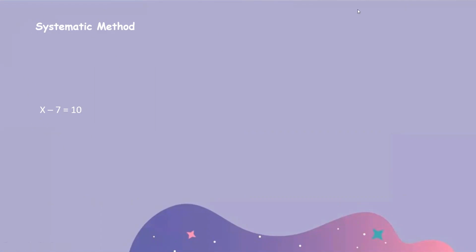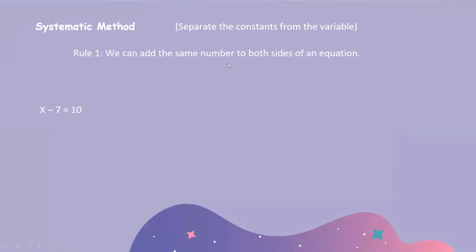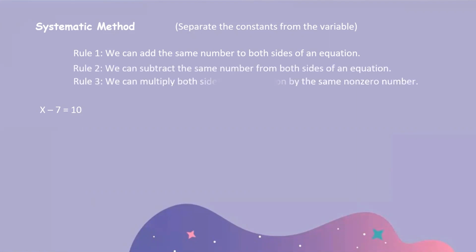But for that, you need to know the rules. Let's go through it. Basically, you will have to separate the constant from the variable, right? So this is the variable, these are the constants. Rule 1, you can add the same number to both sides of an equation. You can subtract the same number from both sides of an equation. You can multiply both sides of an equation by the same non-zero number.